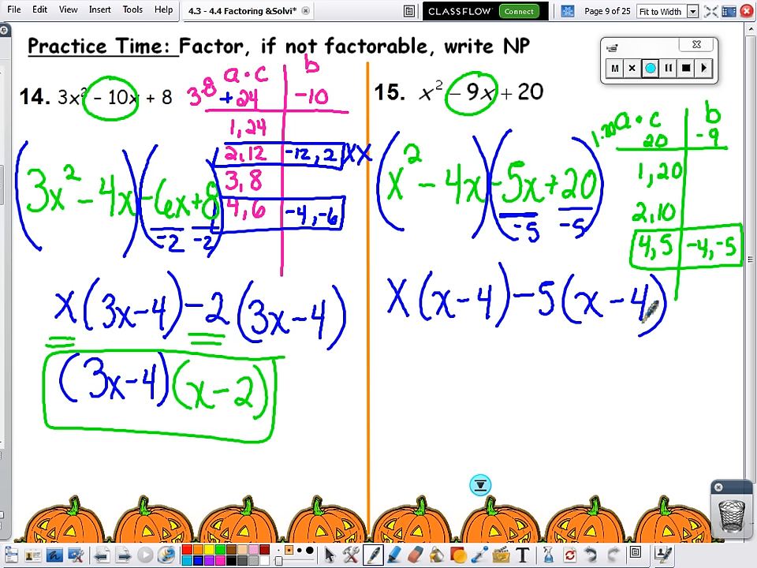If you have done so correctly, what's left in your parentheses will be the same, and we're going to factor out the x minus 4. And then we look to see what's left, and we have x minus 5.